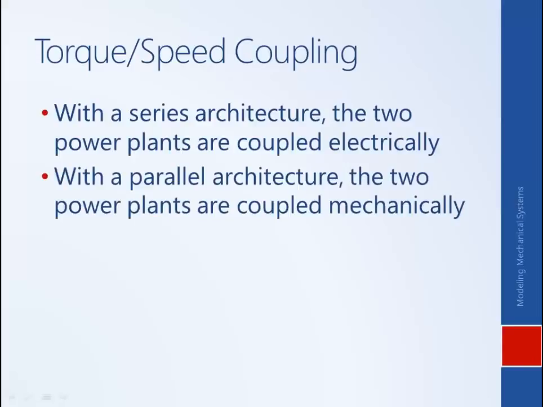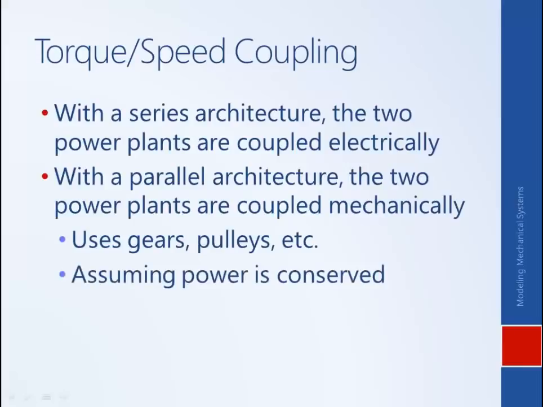Conversely, in a parallel architecture, the two power plants are coupled mechanically. So the IC engine is generating mechanical power. The battery is putting out electrical power, but it's converted into mechanical power by driving a motor. And then the mechanical output of the motor is combined with the mechanical output of the IC engine using some set of gears or pulleys, etc.